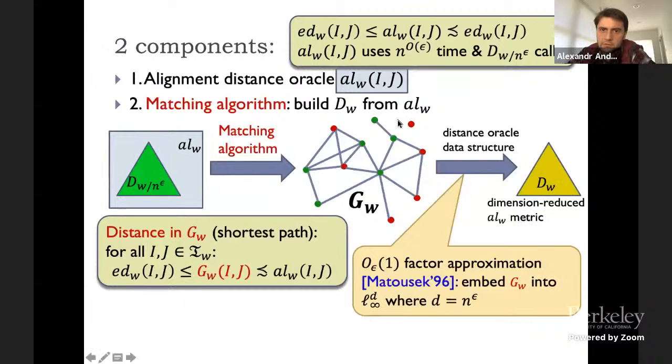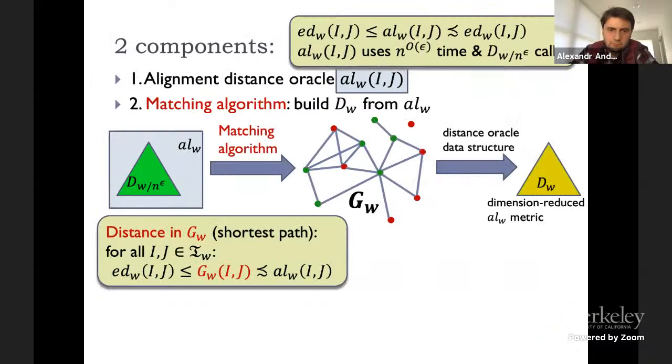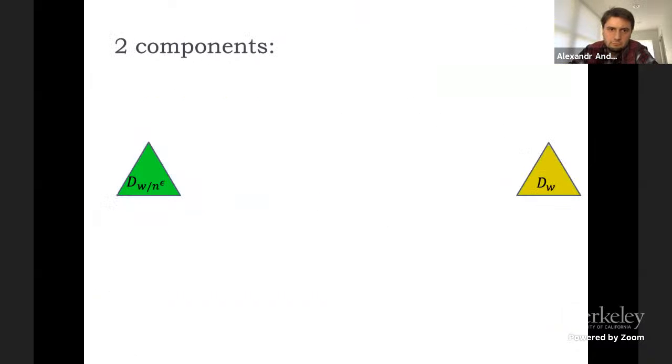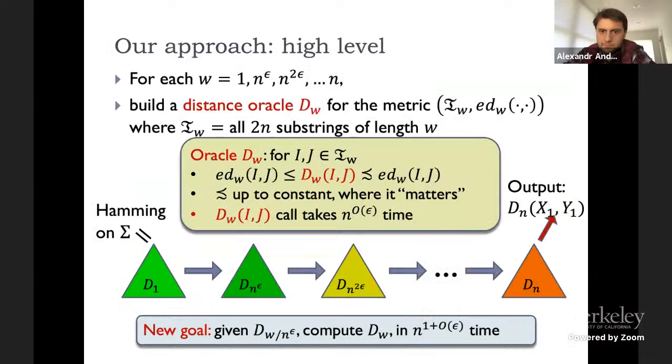These distance oracles, like when you're building a distance oracle for DW from smaller length substrings, do they approximate the edit distance up to constant factors for the same pairs of substrings? Or is the guarantee that it is always lower bounded, but upper bounded up to a constant factor, not for all ij, but for ij's that matter?